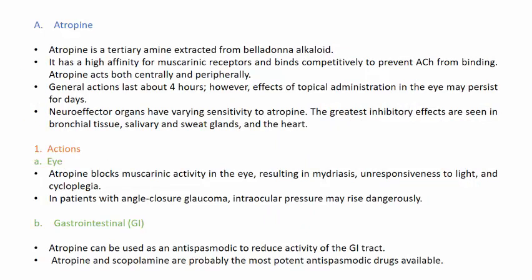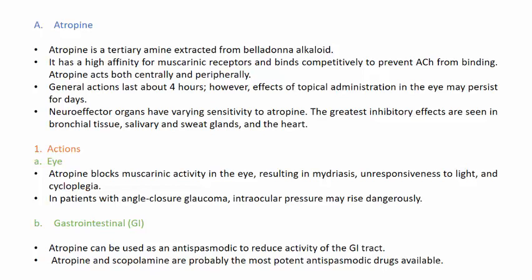الاتروبين is a tertiary amine extracted from belladonna alkaloids، يعني هاي نبتة عادة يستخرج منها الأتروبين، وتكون has high affinity for muscarinic receptor and bind competitively to prevent acetylcholine from binding. يعني هذه تكون لها high affinity للارتباط بالمسكارينيك receptors، وبذلك راح تكون competitive with the acetylcholine and prevent him from binding with the cholinergic receptor or with the muscarinic receptor.